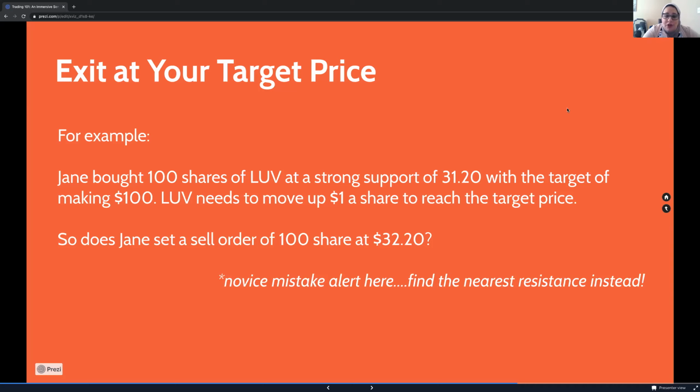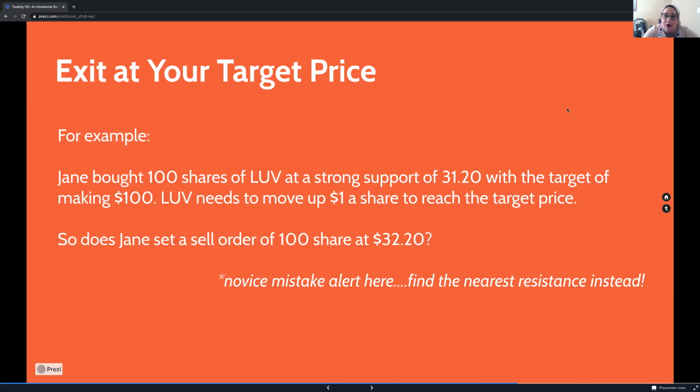So she wants it to move $100 a share, right? So you would think if you're exiting at your target price, you would just set the order at 32.20, right? I'm going to tell you no, wrong. Don't put an order at exactly 32.20, would be my recommendation. I recommend opening up a candlestick chart, finding where 32.20 is on the chart, and then finding the closest zone of resistance, even if it's a weak zone. So it might not be 32.20, it might be 32.10. It might be 32.05. So it might not be exactly $100.